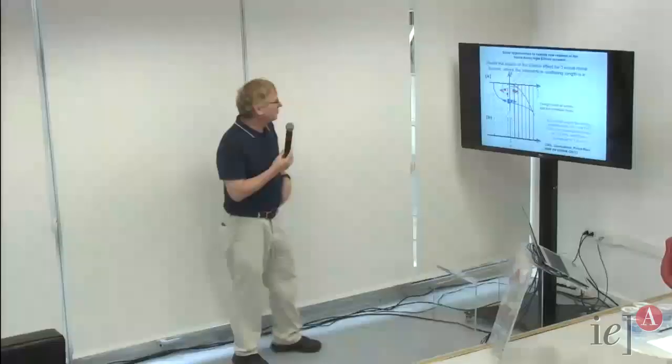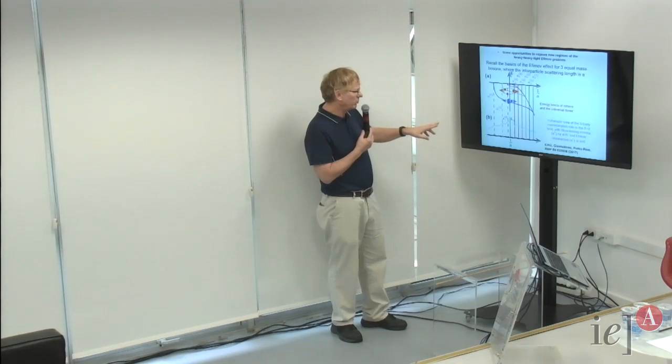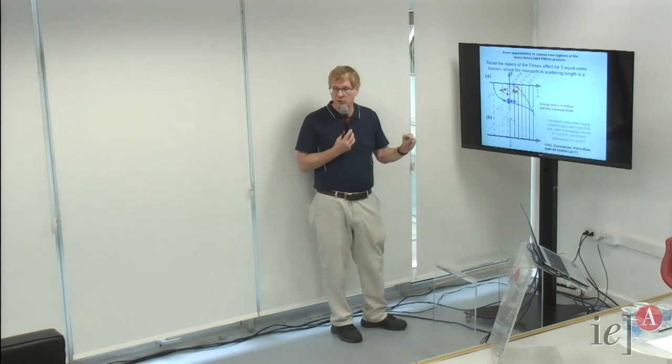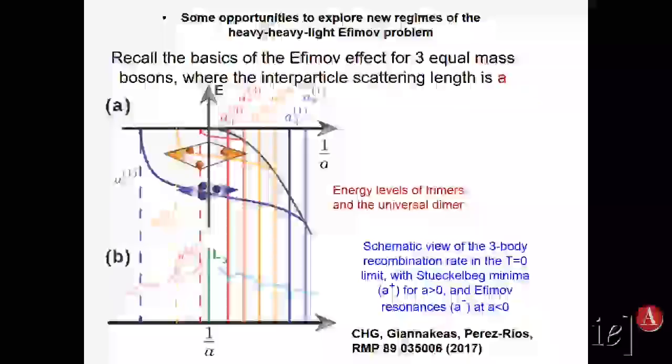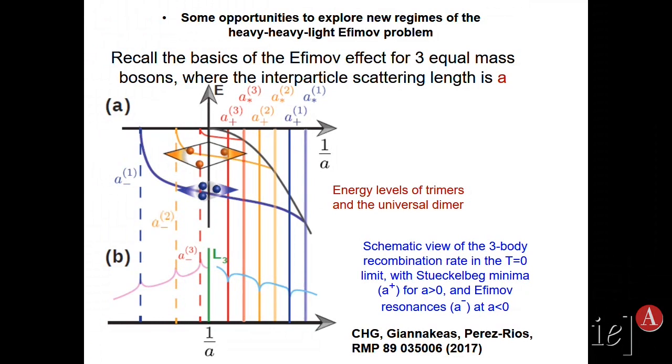Okay, on to the heavy-light Efimov problem. Let me remind you of two of the main important points to remember whenever you think of the Efimov effect for homonuclear trimers. For large negative scattering length, you have, as a function of inverse scattering length, an infinite series of resonances, and these resonances have Efimov character. They're basically where the Efimov bound state hits the zero energy continuum or very low energy continuum. And on the positive side, you see Stueckelberg interference minima, due to two pathways that are easy to see in hyperspherical coordinates, where they can destructively interfere.